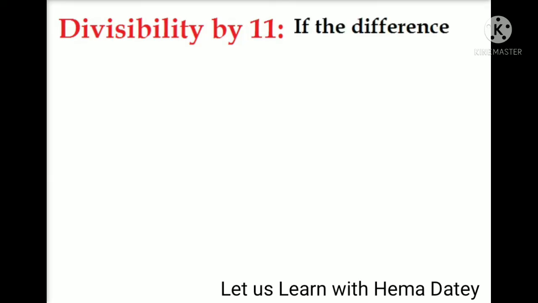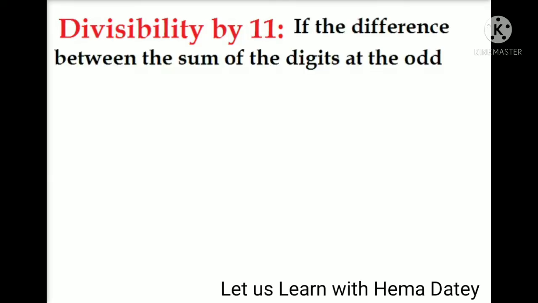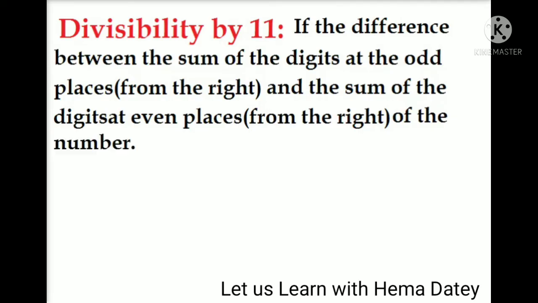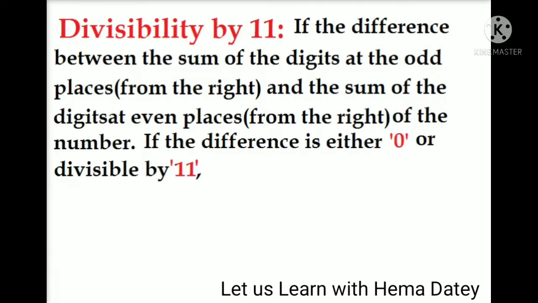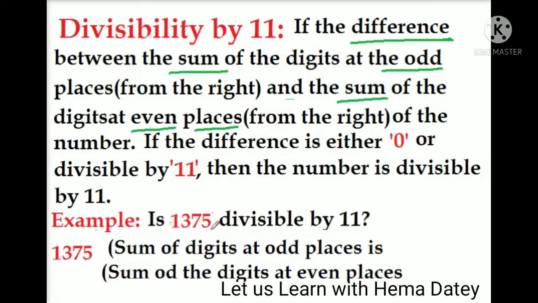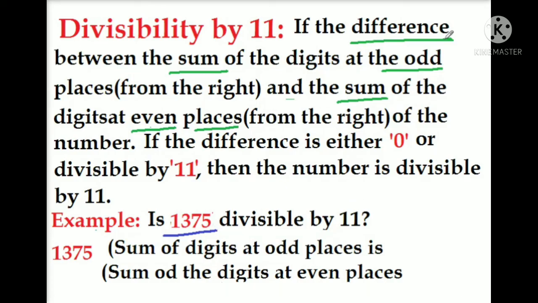Divisibility by 11. If the difference between the sum of the digits at the odd places from the right and the sum of the digits at the even places from the right of the number is either 0 or divisible by 11, then the number is divisible by 11. Let's do it with an example. Is 1375 divisible by 11?